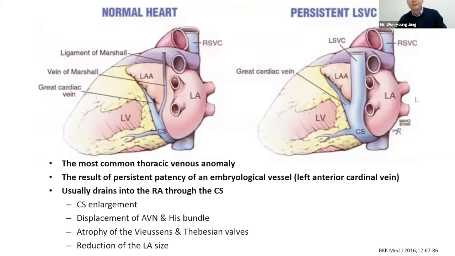As you know, the persistent left SVC is the most common thoracic venous anomaly. It results from the persistent patency of an embryological vessel known as the left anterior cardinal vein, and it usually drains into the right atrium through the coronary sinus. Coronary sinus enlargement due to volume overload, displacement of the AV node and His bundle, atrophy of the Thebesian valve and Eustachian valve, and reduction of the left atrial size are characteristic of the PLSVC.